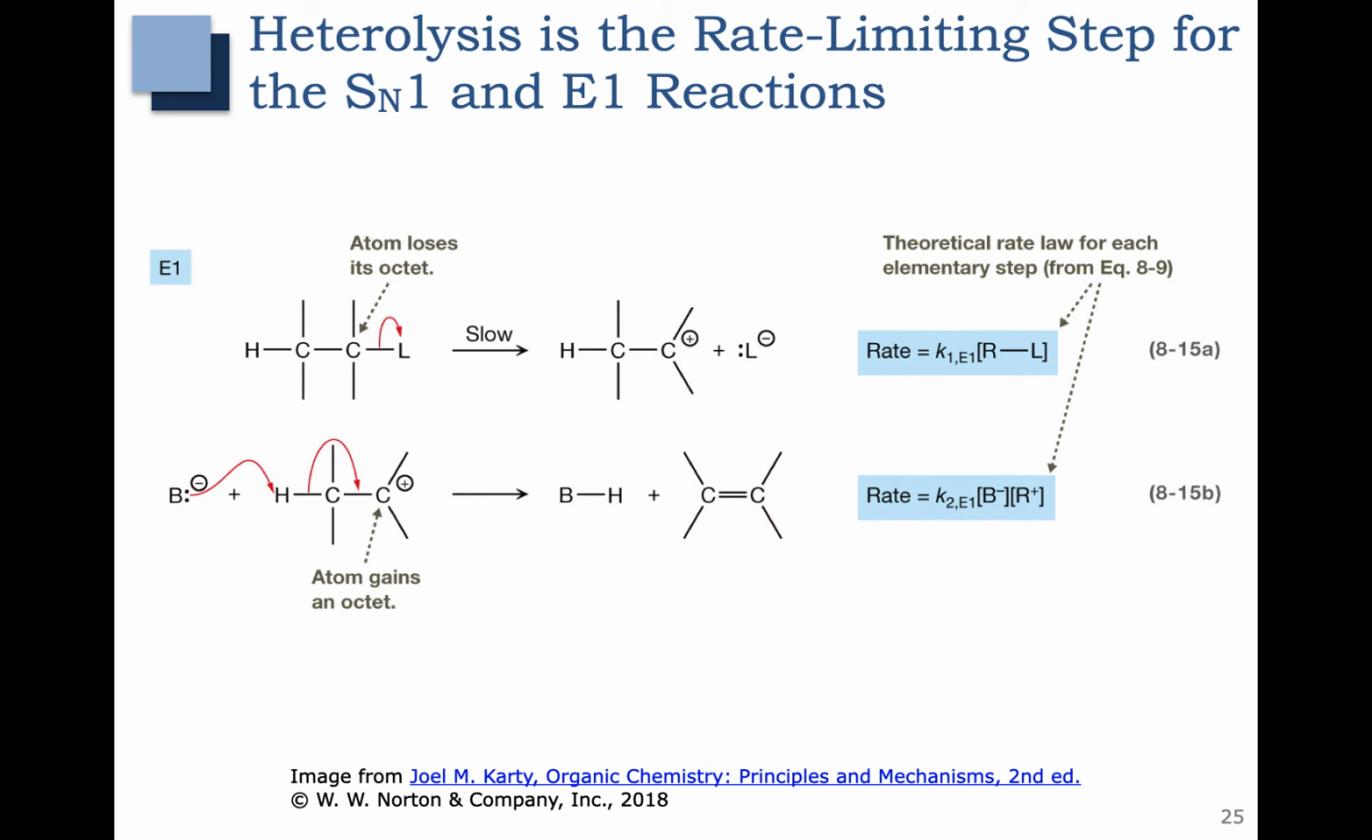Now let's take a look at the E1 reaction. The E1 reaction is very similar mechanistically to the SN1 reaction. As you can see here, in the first step, the leaving group falls off. In the second step, the base comes in, pulls off the hydrogen, and forms the alkene. The second step is going to be much faster, so the rate of the reaction then only depends on this rate law. That means that in the E1 reaction, the rate of the reaction is dependent on the rate constant and the concentration of the substrate. So really, the reaction is dependent upon the quality of that leaving group. So the first step, or heterolysis, is the rate-limiting step for both the SN1 and E1 reactions.